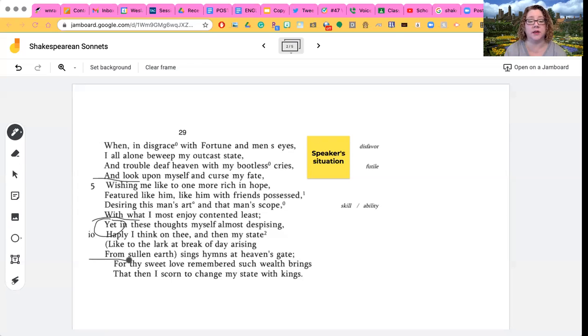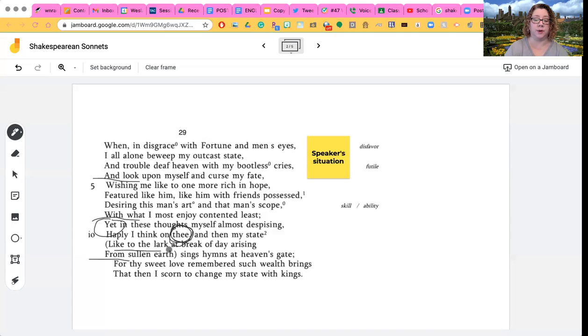Yet, in these thoughts myself almost despising, when I think about these self-hating feelings, haply I think on thee. So there's another sort of vague person that he's writing about, or two. When I start, luckily, I have you to think about, right? And then my state shifts. And now it's like the birds at break of day. So kind of like you're the one good thing in my life that can bring me out of my sadness and my depression. And he compares that person to the lark.